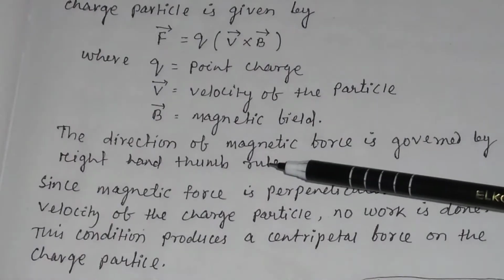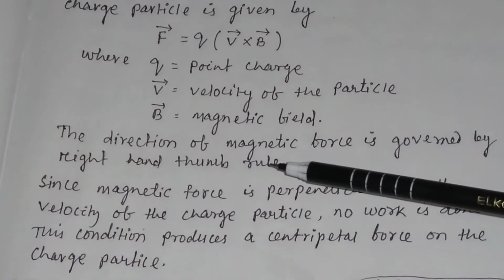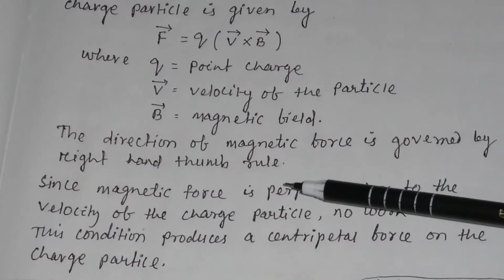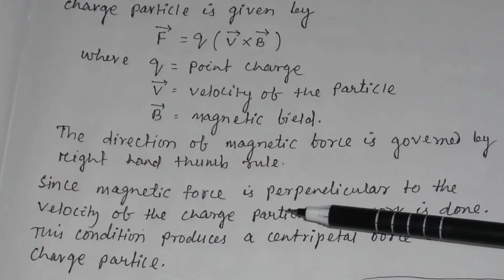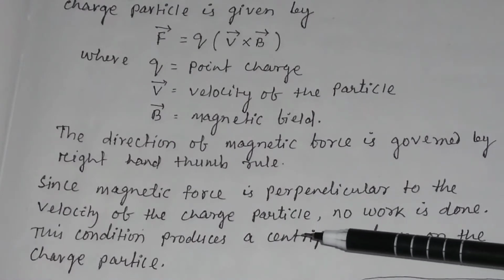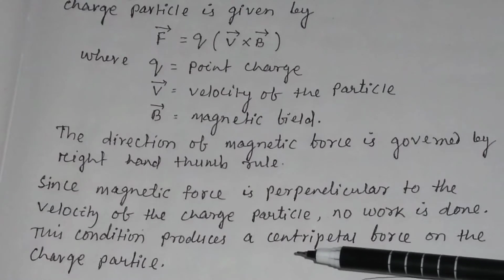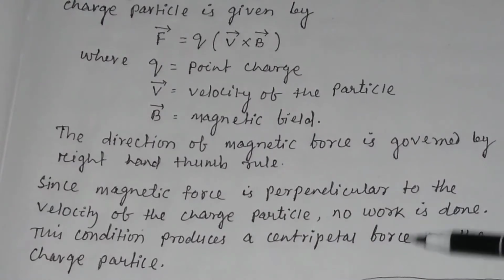The direction of the magnetic force is governed by the right hand thumb rule. Since the magnetic force is perpendicular to the velocity of the charged particle, no work is done. This condition produces a centripetal force on the charged particle.